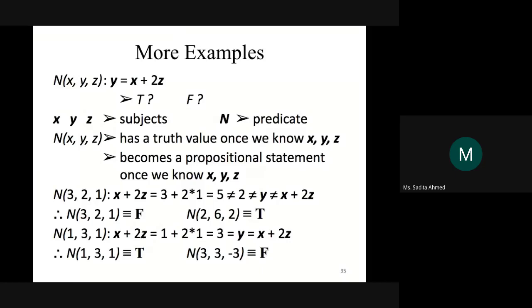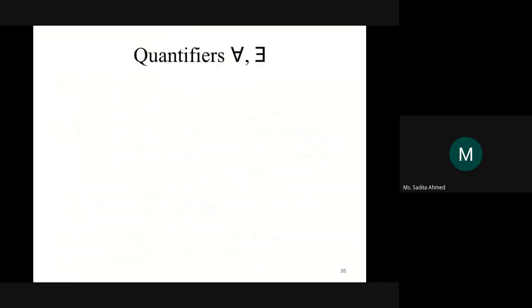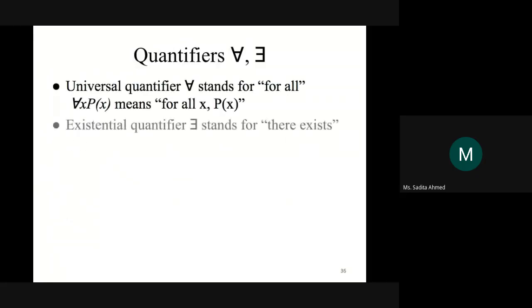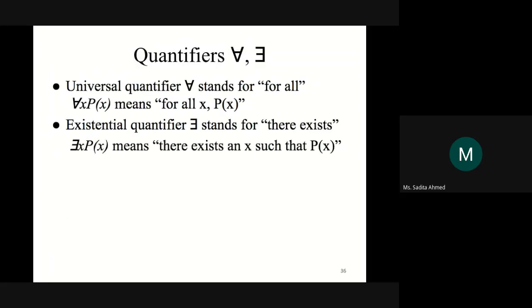Okay? Is it clear now to everybody? For the given example, the universal quantification for the same domain is going to be false and the existential quantification is going to be true. Anybody has any question regarding that? No. Okay. All right.